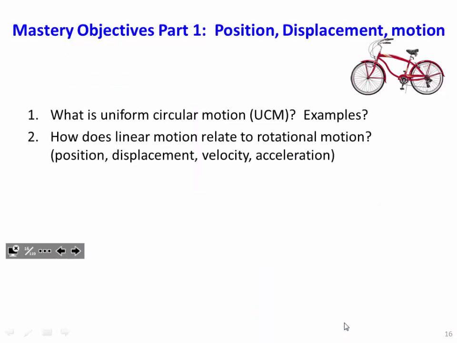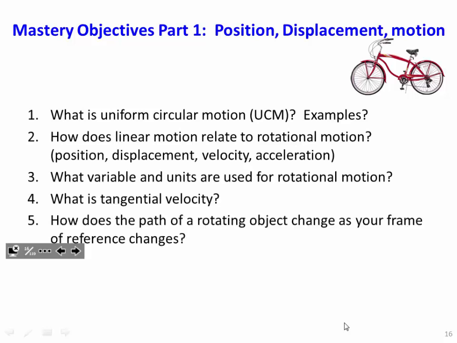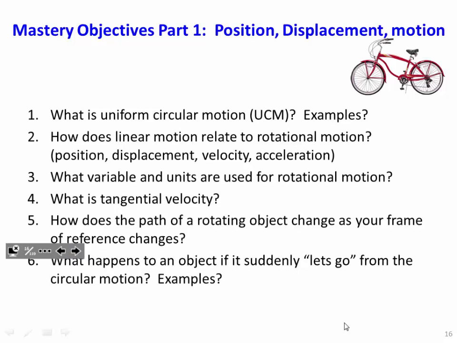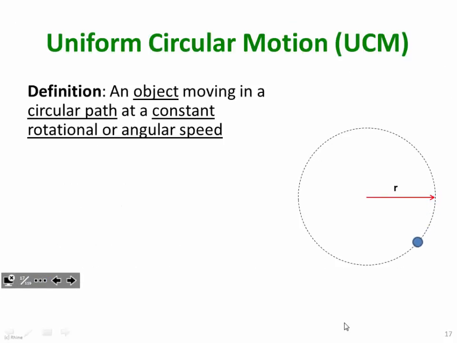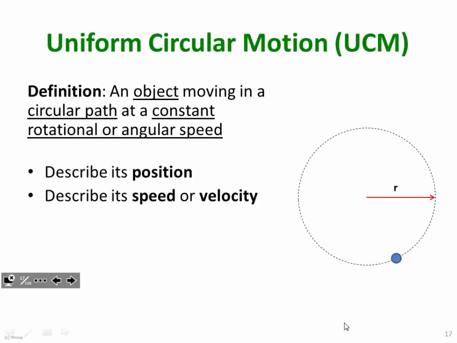We talked about what uniform motion is, uniform circular motion. We've talked about pretty much all of these things, and we're going to add on a couple of topics later on. All right, uniform circular motion, we've already talked about. That's just moving around a circle at a constant rotational speed.